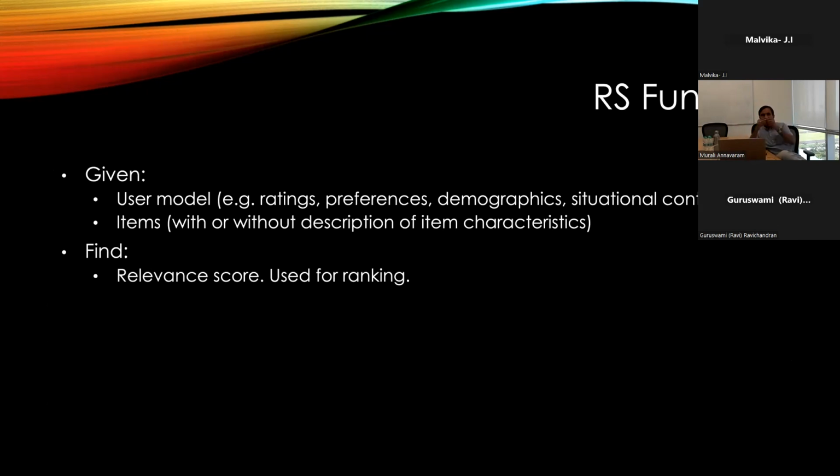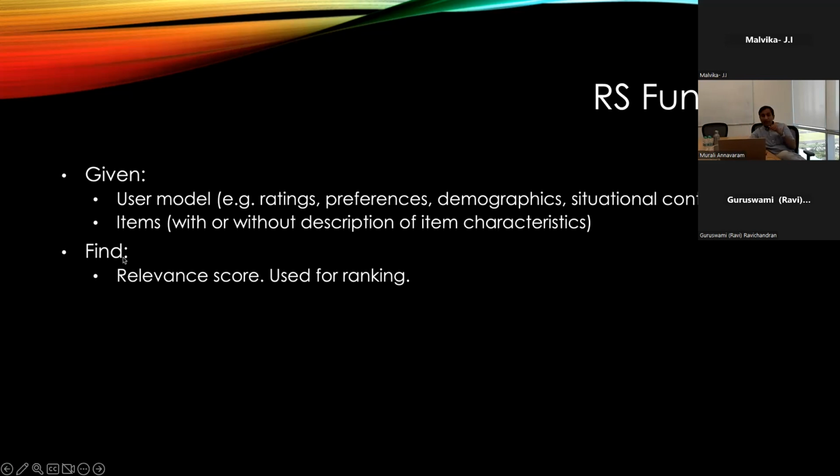You combine all of these to create what is called a user model. And then there is a collection of items that are available for the user to potentially interact with. These items could be purchases, news articles, or videos. Any of them could be items. Again, each of these items has a particular item model or item representation.